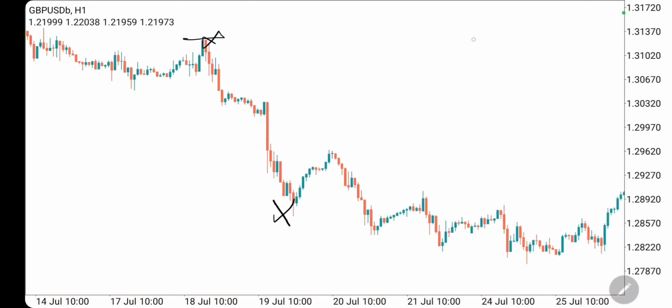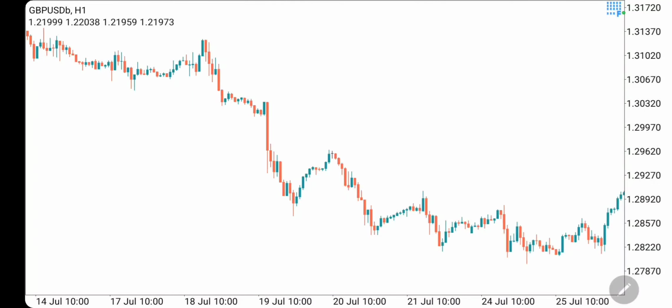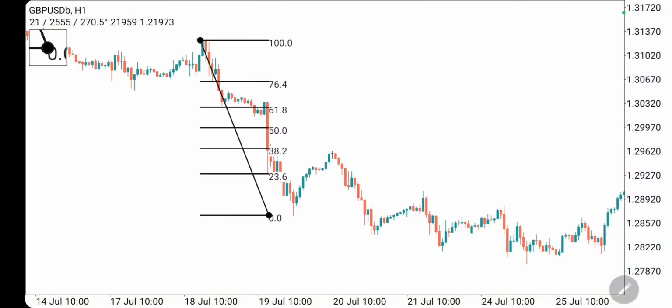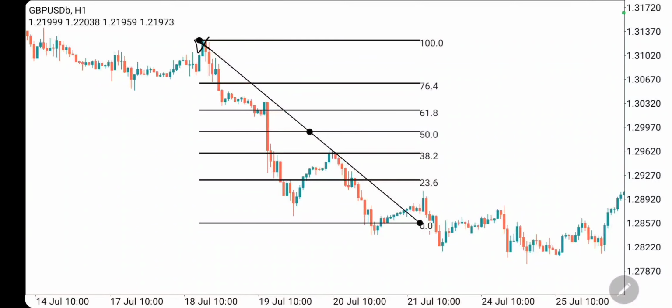Now let us apply our Fibonacci tool. All right, so we draw from high to low, swing high to low, because we are going from up to down, since we are selling. So we draw from here down. Okay, we extend it. Okay, so this is our swing high, this is our swing low.